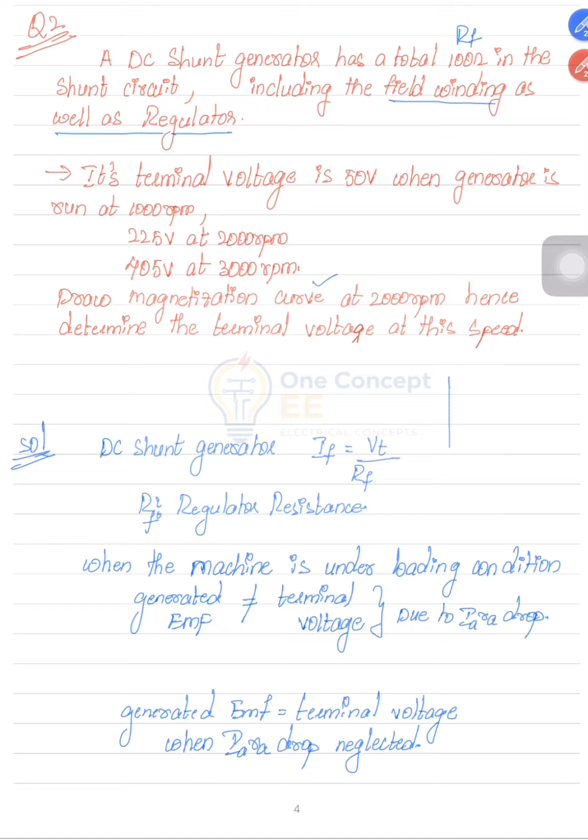We already know the magnetizing curve is drawn between generated EMF and field current. Let's suppose this is the magnetizing curve at 2000 rpm. For 1000 rpm, the magnetizing curve will be like this. For 3000 rpm, the magnetizing curve will be like this. Means, let's suppose we increase the field current from zero, 0.5 amps, 1 amp, 2 amps, they give the EMF respectively among the curves.